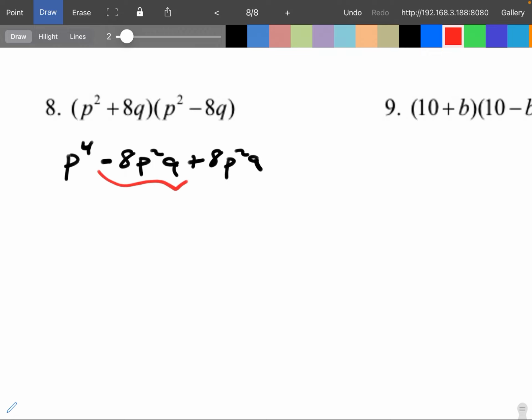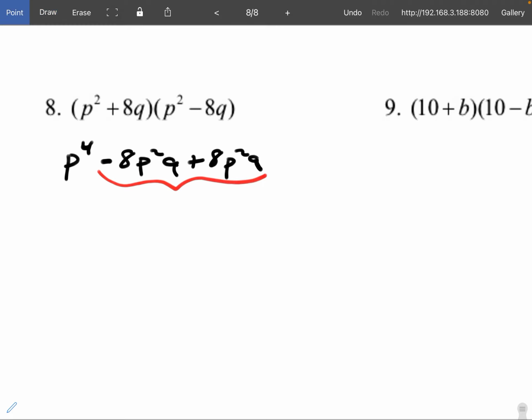And then, look, we knew this was going to happen anyway, right? These two terms are going to be identical. One of them is going to be a plus and the other a minus, and they're going to cancel out every time. Hold on. Let's finish this. We didn't finish.